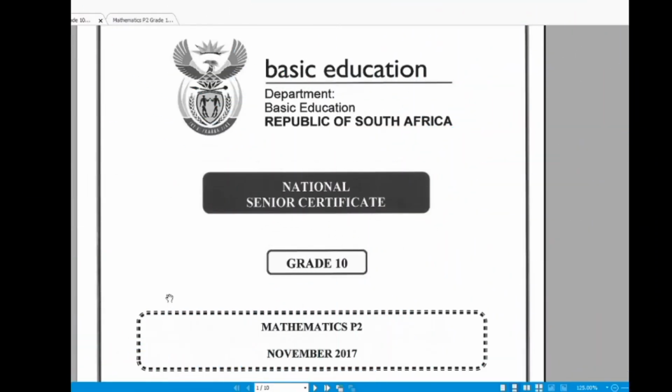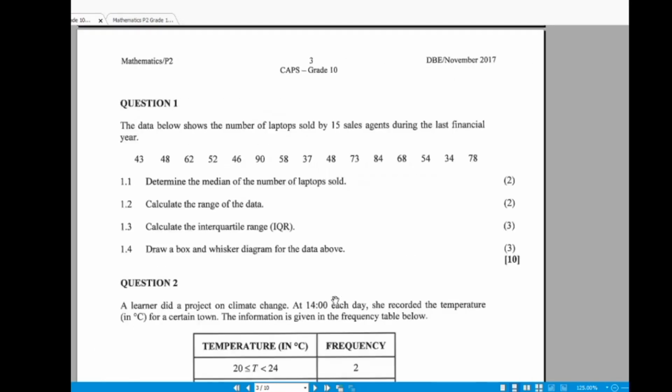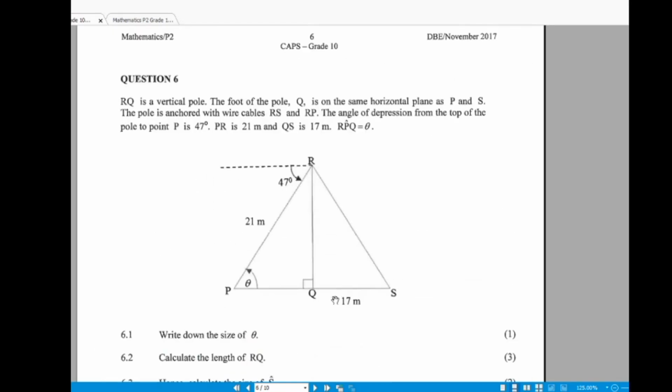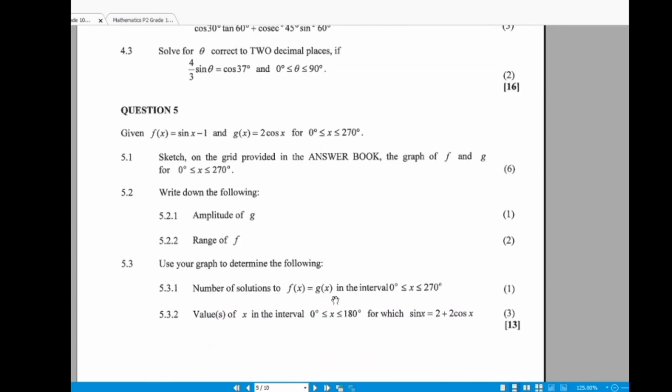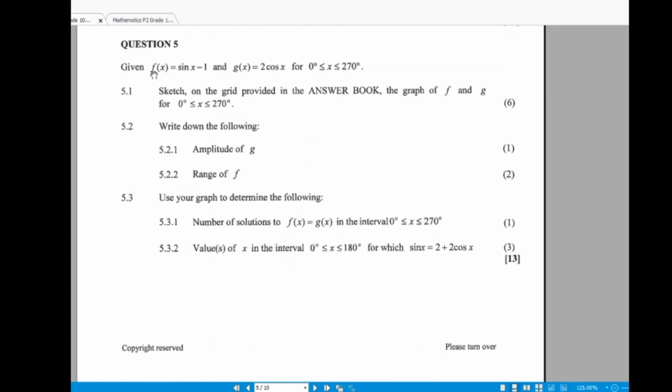Hello everyone. So kule video sizodiscussa a question from Maths paper 2 grade 10 taken from 2017. Right? Sizokwenza question 5 labathi khona given that f of x is equals to sin x minus 1 and g of x is equals to 2 cos x for x between 0 and 270.